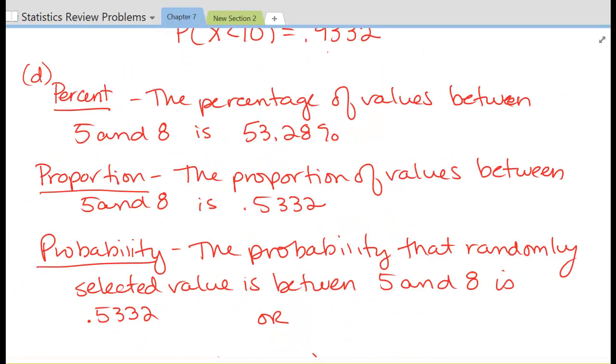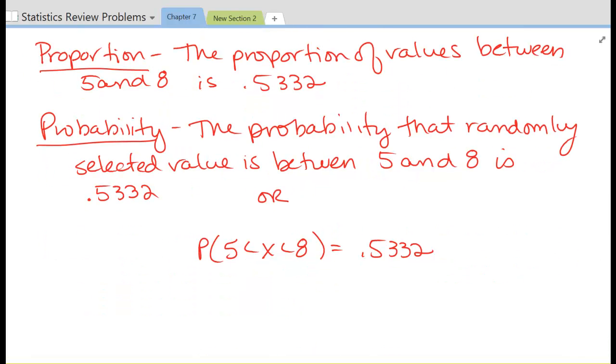First of all, in percent, the percentage of values between 5 and 8 is 53.28%. In terms of proportion, the proportion of values between 5 and 8 is 0.5332. So the proportion of the physical area of that graph between 5 and 8 is 0.5332. And probability, the probability that a randomly selected value is between 5 and 8 is 0.5332. And again, symbolically, we would say the probability that x is between 5 and 8 is 0.5332.